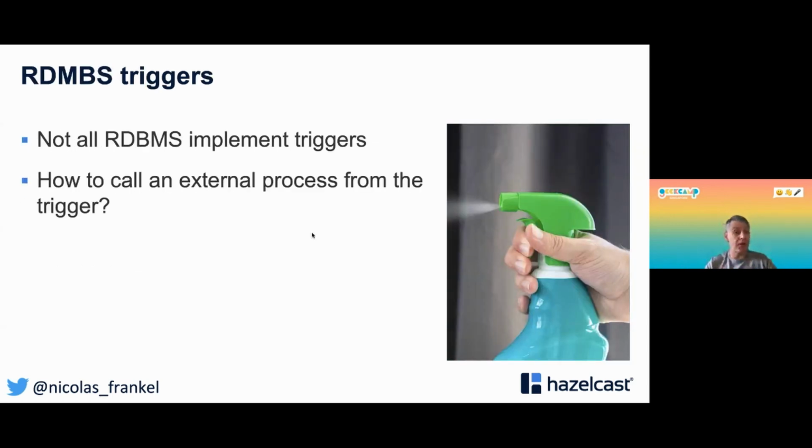Well, if you have been doing database a long time, you know that there are such things as triggers. Now there is an issue about triggers. First, not every database implements triggers. And the second issue is triggers are very, very good if you stay within the database itself. Now, if you need to do something that goes out of the database, like updating a cache, how can you call this external process from a trigger?